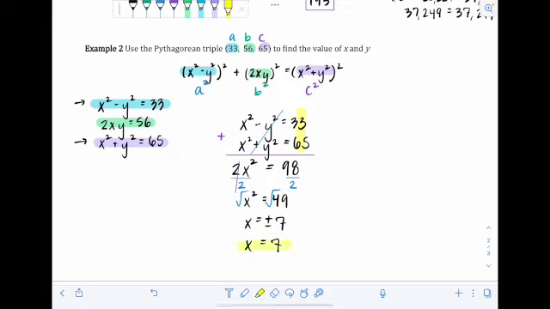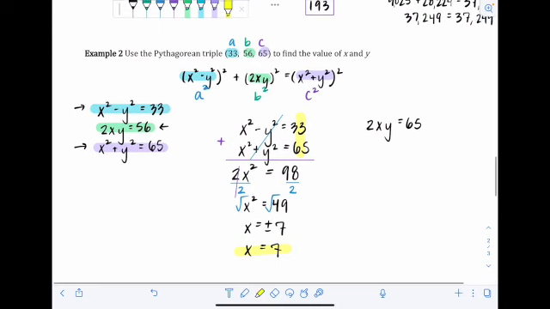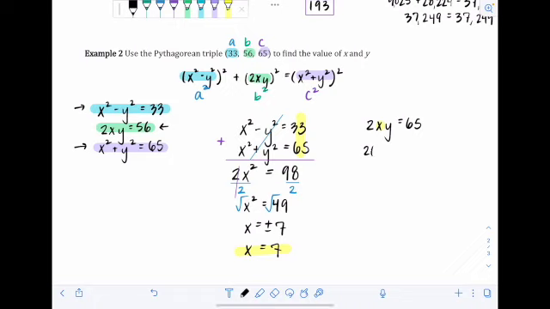We found x equals 7, and now you can just pick any of the three equations to solve for y. Probably the middle one, the green one right here, is the easiest to use, but you could pick any of the three. So I'm going to pick the one highlighted in green, that's 2xy equals 65. And then we just found that x was 7, so I'll put 7 in for x, so it'd be 2 times 7 times y equals 65.